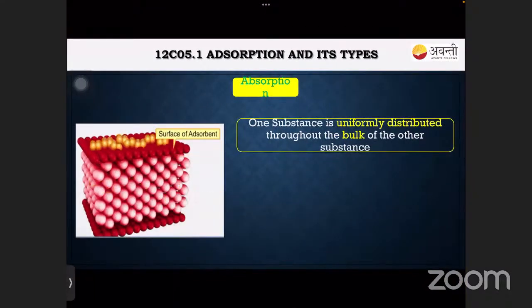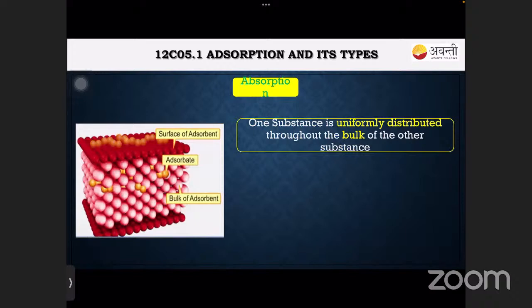Now, the first topic is absorption and its types. You have seen this in your daily life, right? Have you ever taken a paper towel, or let's say paper itself, and put it on water? What happens? The water molecules will be absorbed into the paper, right? It will go inside the paper. The same thing we are seeing here.